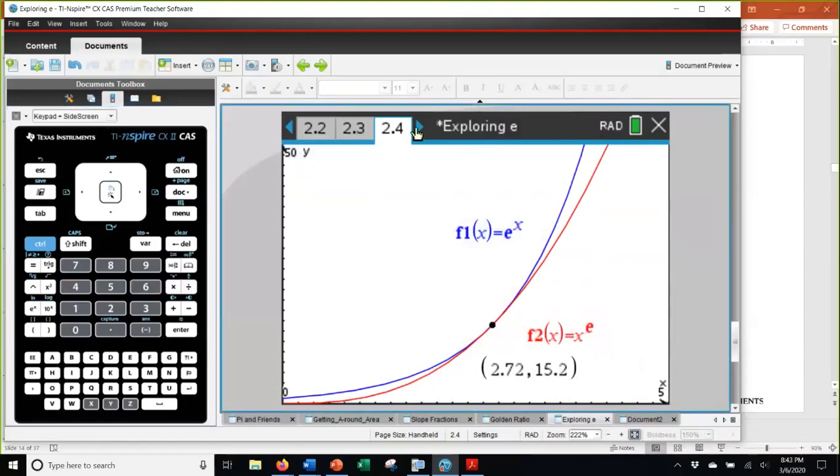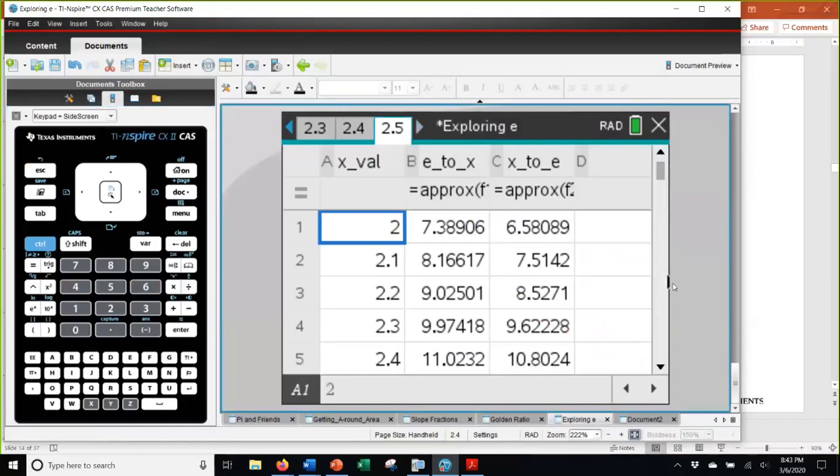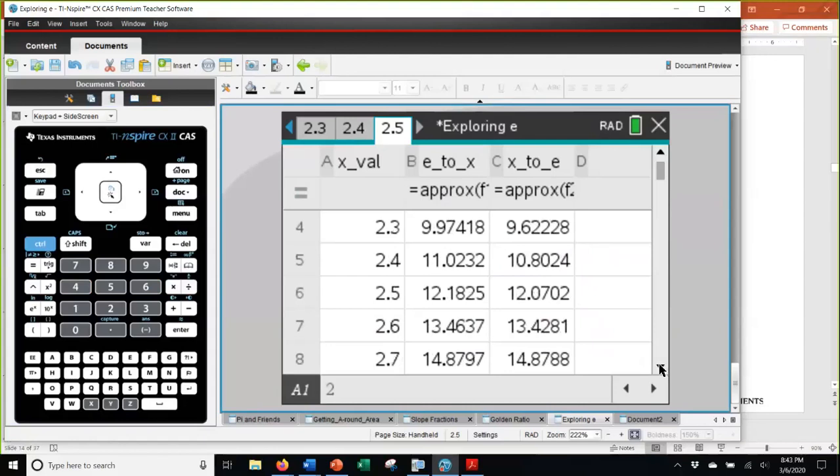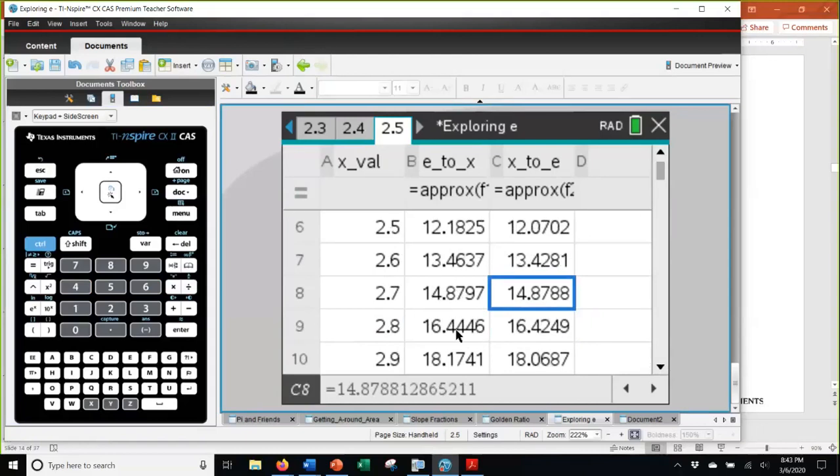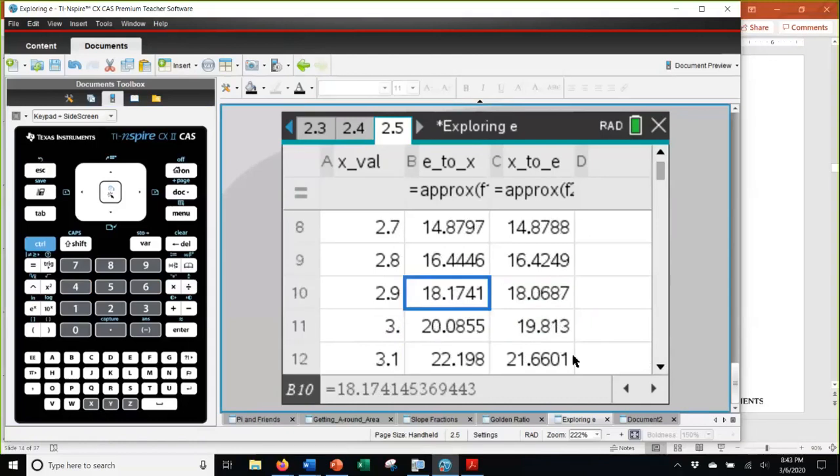We can also take a quick look at this numerically in the list and spreadsheet. If you have the x value, the e^x value and the x^e value, you can scroll through here and see that e^x is always bigger until around e, where those values get very close. And then as the x value gets bigger, e^x continues to get bigger than x^e.